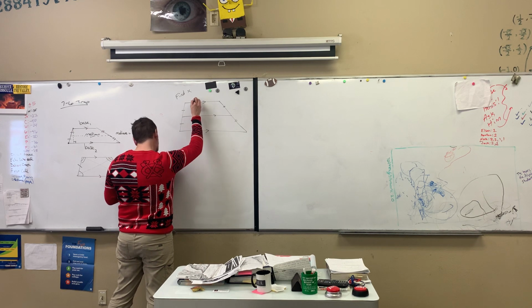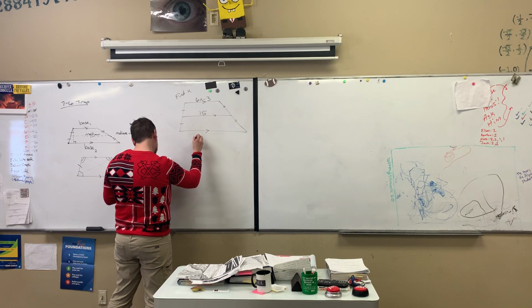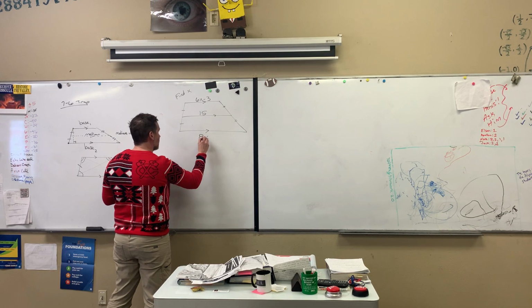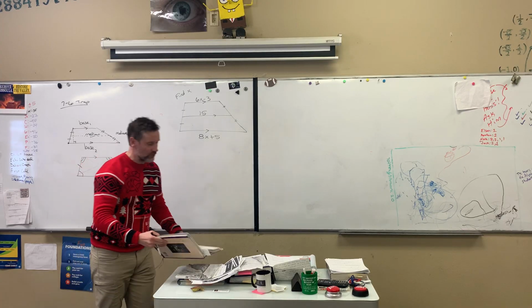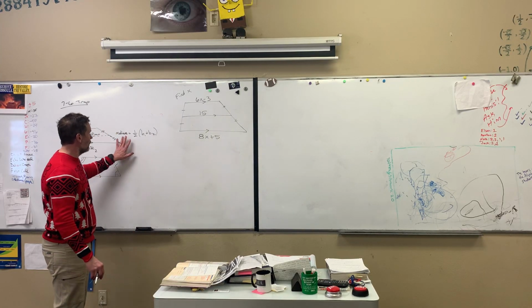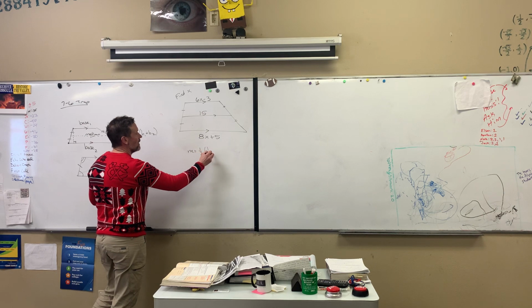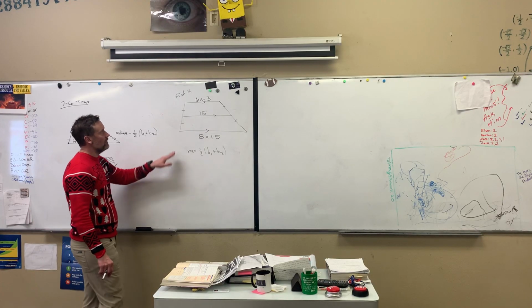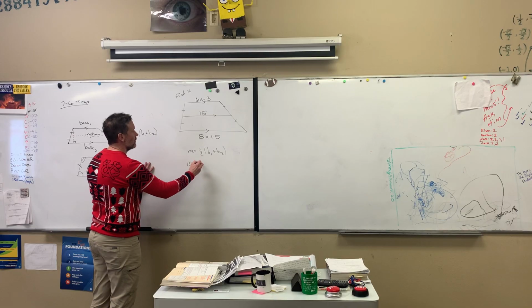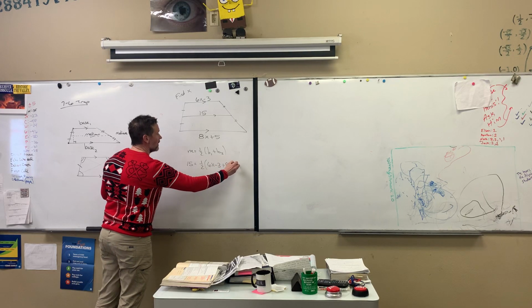Let's say I give you 6x minus 3, we'll call this 15, and we'll call this 8x plus 5, and we want to solve for x. We're dealing with a trapezoid and a median, so we come back to our formula: the median is equal to 1/2 the sum of the bases added together. The median is the one in the middle, so 15 is equal to 1/2 times base 1, 6x minus 3, plus base 2, 8x plus 5.